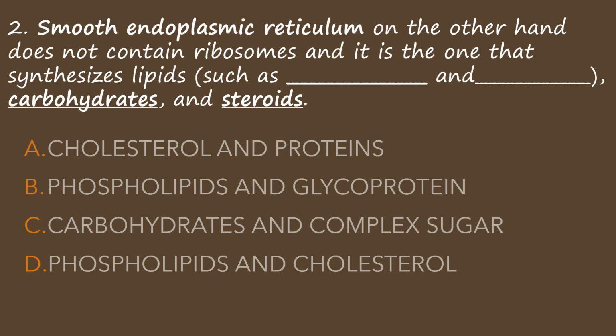Number 2. Smooth endoplasmic reticulum, on the other hand, does not contain ribosomes, and it is the one that synthesizes lipids such as blank, carbohydrates and steroids. A. Cholesterol and proteins. B. Phospholipids and glycoprotein. Letter C. Carbohydrates and complex sugar. And letter D. Phospholipids and cholesterol.